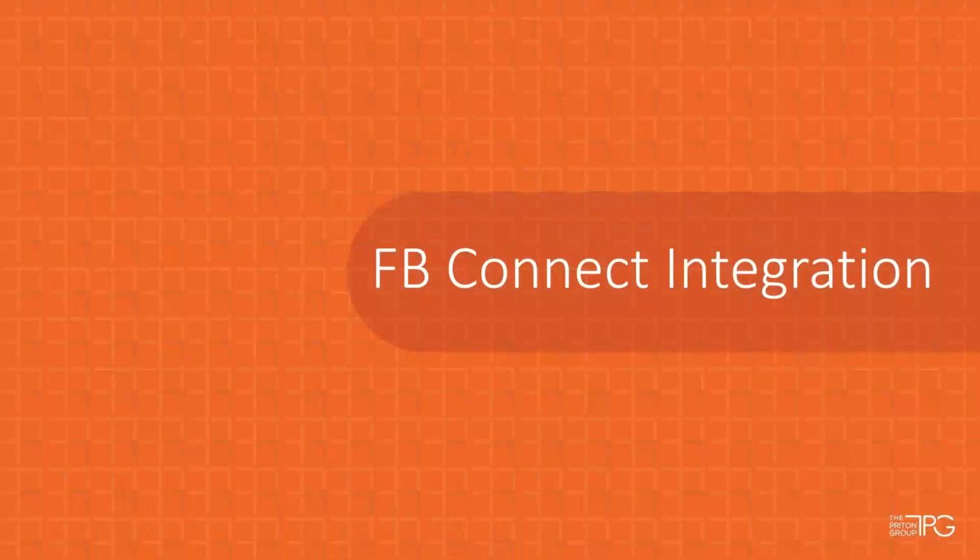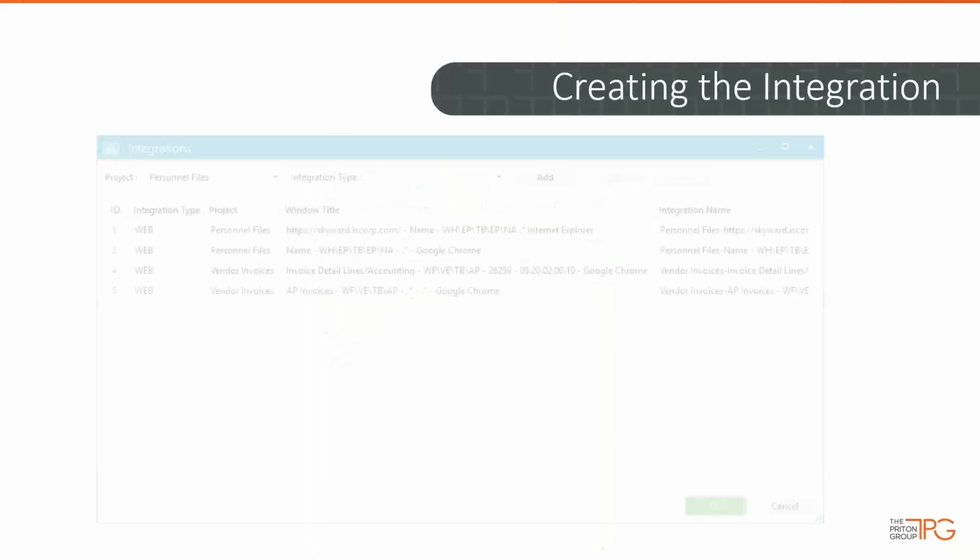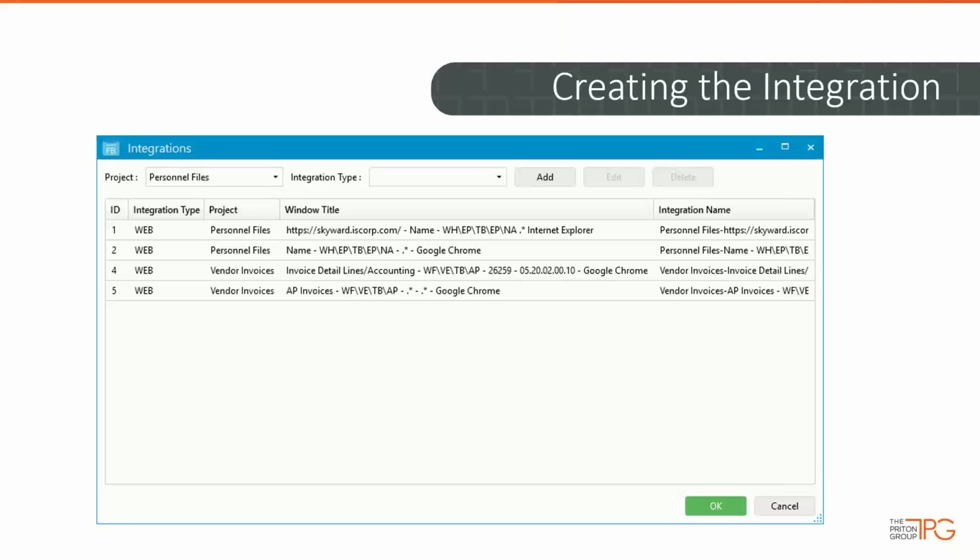So with that all done, we then move forward to connecting up with an integration in Connect. To do that, once you're signed into Connect, we start by opening up the integrations option. And from there, we can create a variety of integrations in Connect, and those can span different FileBound projects, such as personnel files and vendor invoices like you see here.